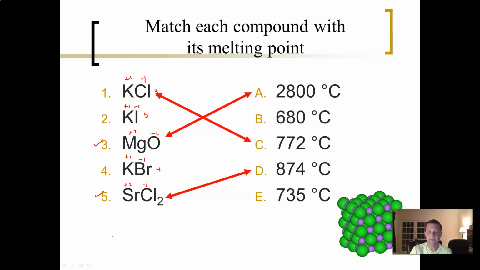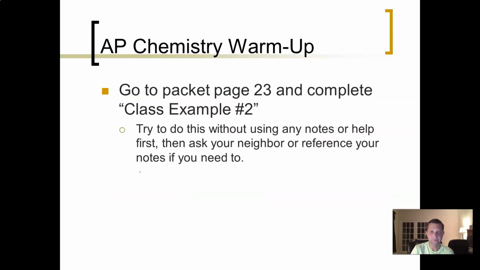So we're going to have 772 for KCl. Then KBr is the next highest, 735. And then finally 680 for the last one. Okay? Magnitude of charge first, and then size second. The closer the ions get together, the stronger the attraction, the higher the lattice energy, the higher the melting point. Therefore, the smaller size allows that to occur.